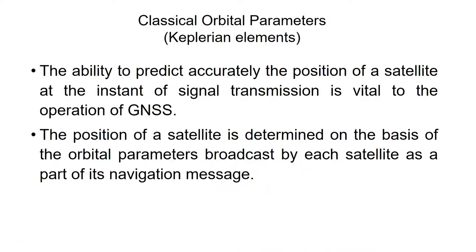So when we want to estimate the different parameters associated with this navigation satellite, we use the Keplerian method. The Keplerian method has the ability to provide the position of the satellite at the instant of the signal transmission, which is very important, because due to gravitational pulling, solar radiation pressure and other atmospheric phenomena, the intended orbit is not possible.